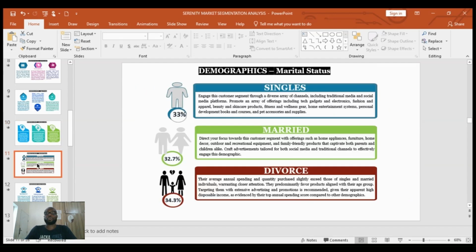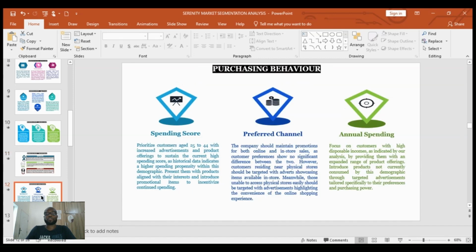And we've also done some profiling in terms of marital status, where we discovered that the singles constitute 33% of the total customer base of Serenity Retail Store, the married constitute about 32.7%, and the divorced constitute 34.3%.